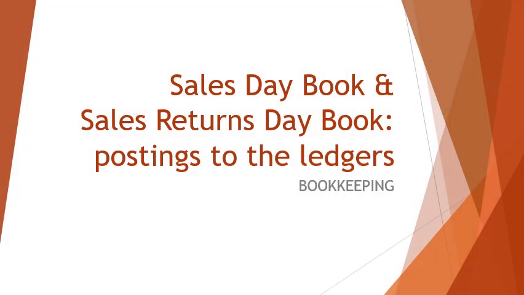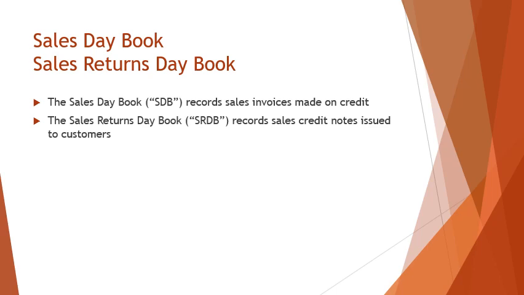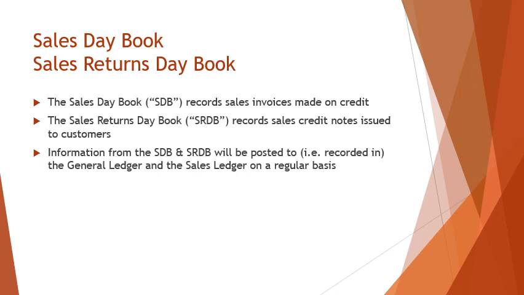In this session, we're going to look at the sales daybook and the sales returns daybook and how we transfer information from those into the ledgers. Just to remind you, the sales daybook is where we record sales invoices that have been made on credit terms. The sales returns daybook records the sales credit notes that have been issued by the business to its customers. On a regular basis, we will transfer information from these two books into the general ledger and into the sales ledger.